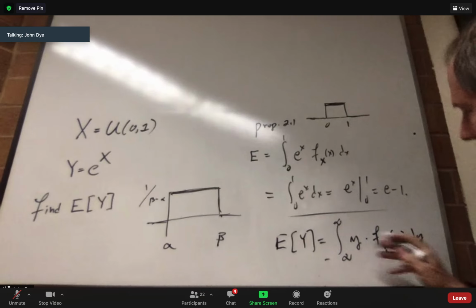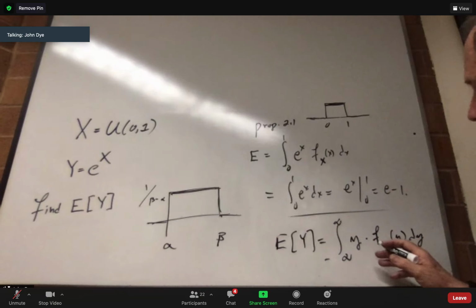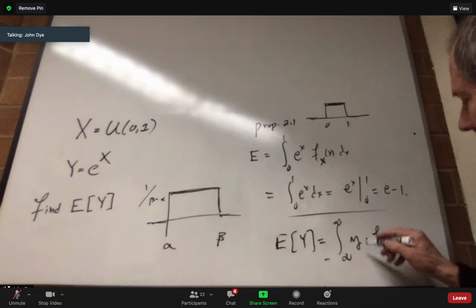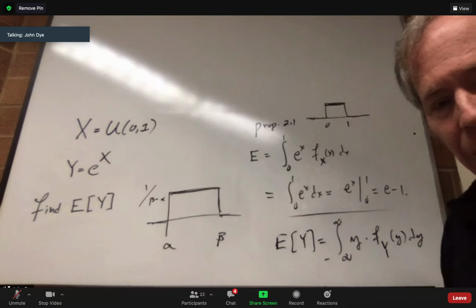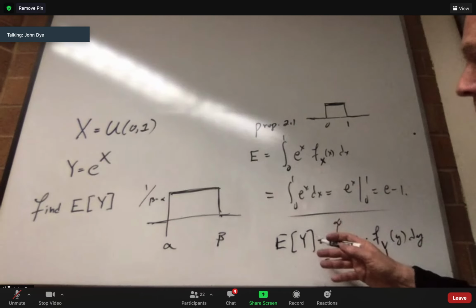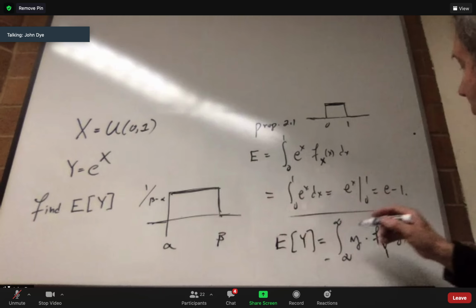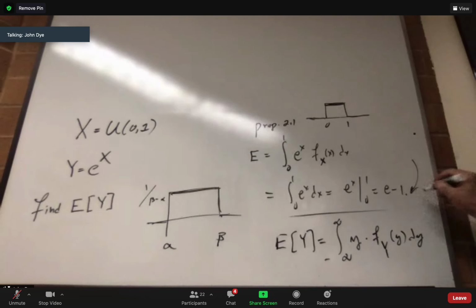Okay, this is the definition. There's no function of y here. This is the definition of expectation. So what the book wants us to do is to struggle by elementary means to get to this answer.